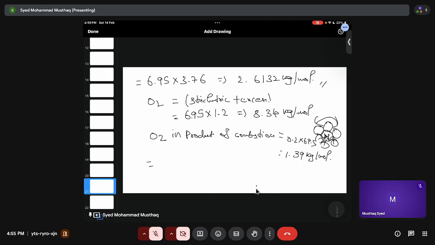Now moving on, so what are these things? This is the excess oxygen, so the oxygen present in the products of combustion. Now let's do a different problem. Or we can even calculate gross calorific value or net calorific value. We need to find net calorific value also, right?